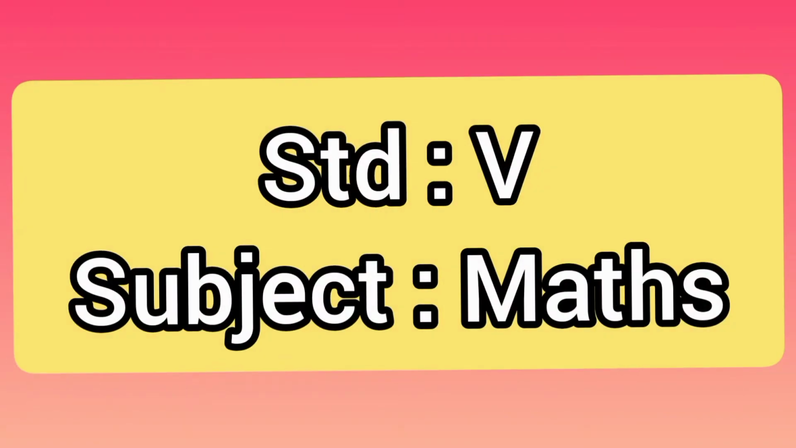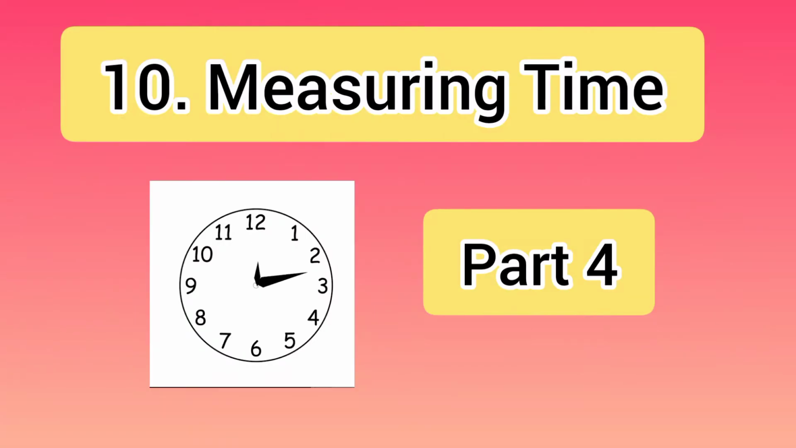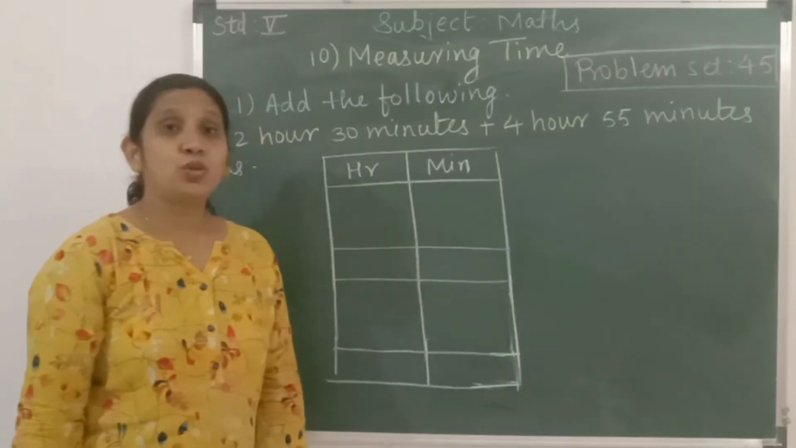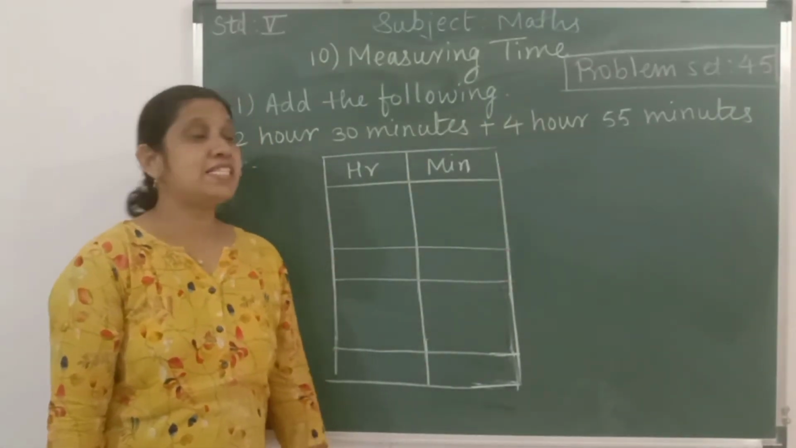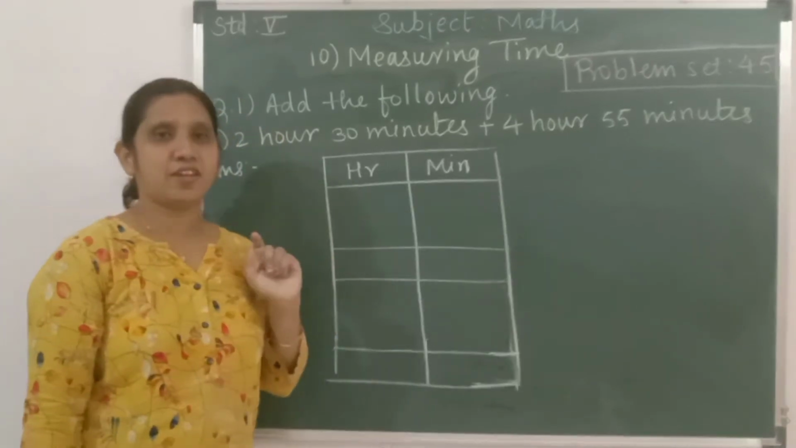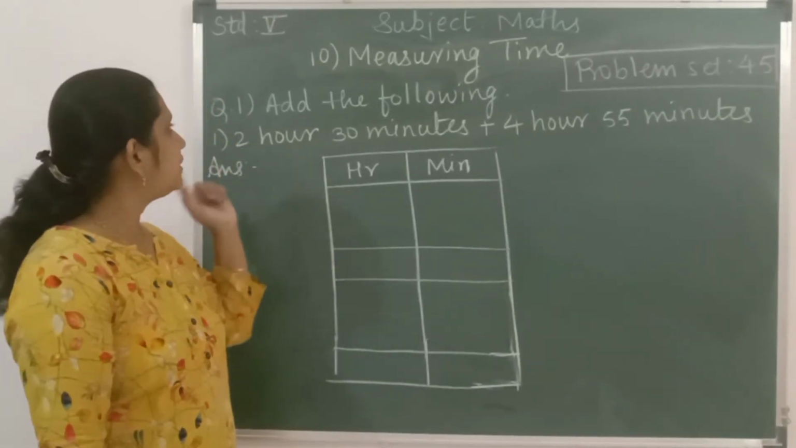Children, today we'll learn Standard 5th Subject Maths. Lesson number 10, Measuring Time. Students, now let us solve problem set 45. In this, see the question 1 is given, add the following. Let us see first example.